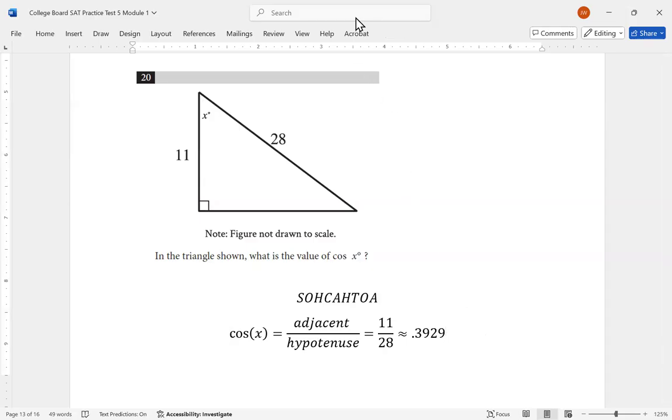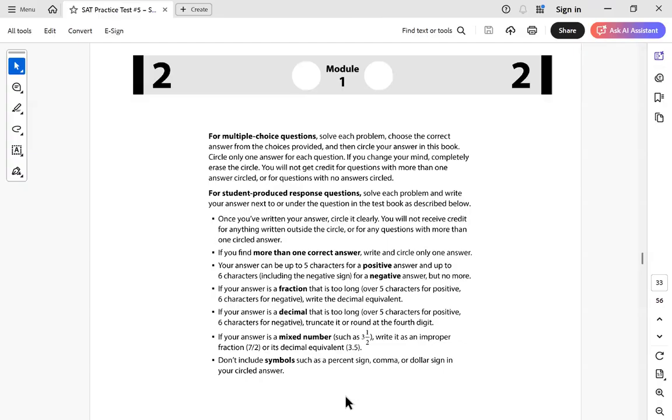Let's take a look at that real quick. So here it says, if your answer is a fraction that is too long, over 5 characters for positive, 6 characters for negative, write the decimal equivalent. Well, our fraction was not over 5 characters. So like I said, I would have just left it as a fraction of 11 over 28 and been done.